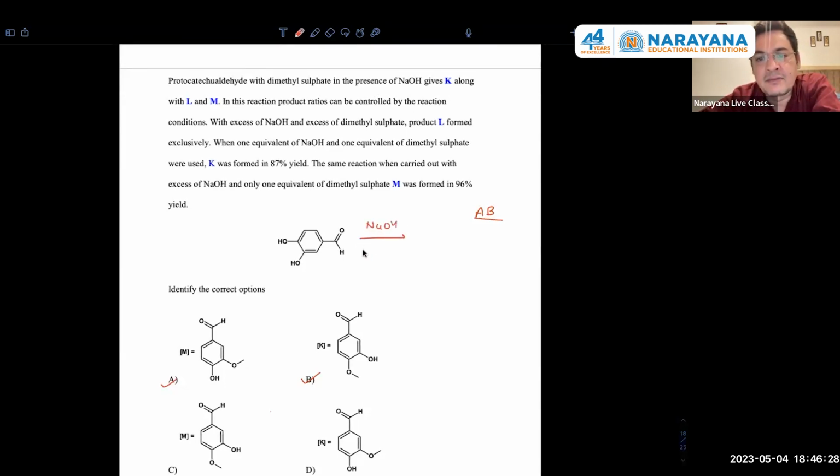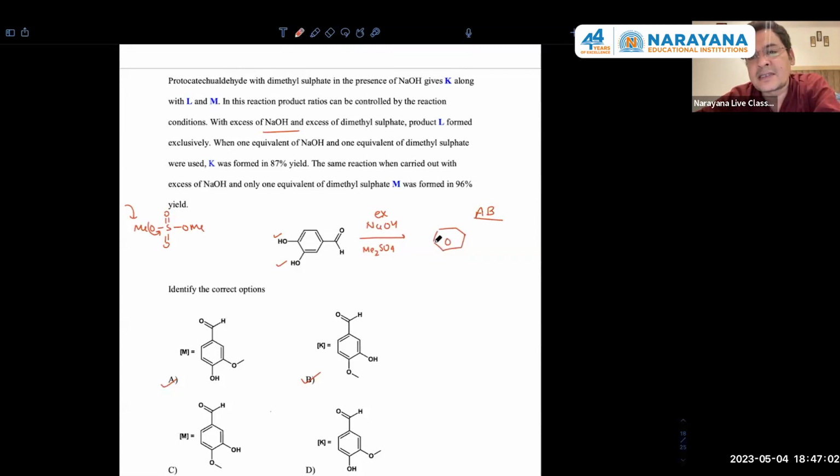NaOH, dimethyl sulfate, Me2SO4, you know the structure of Me2SO4. This is Me2SO4. If someone attacks here, the leaving group will be removed. Okay, right. So NaOH gives K along with L and M. Okay, right, L and M. In this reaction, the product ratio can be controlled by the reaction condition with excess of NaOH. If you take excess of NaOH, both acidic H will move out.